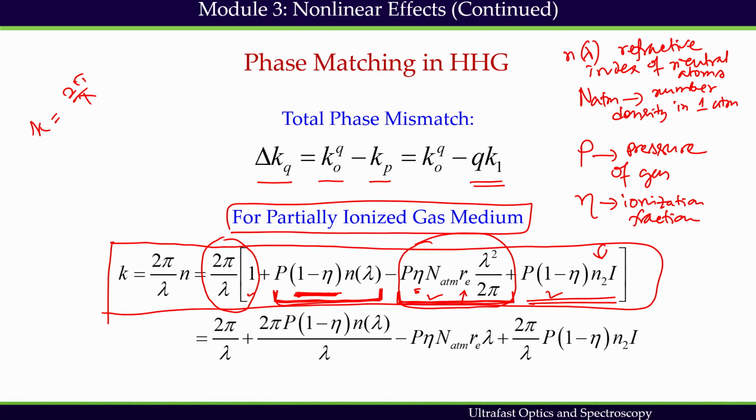So for a partially ionized gas medium confined inside a waveguide, an additional dispersion term due to the waveguide is also included, and the magnitude of the propagation vector can be written by including this term as well, plus mu mn square lambda divided by 4 pi a square.